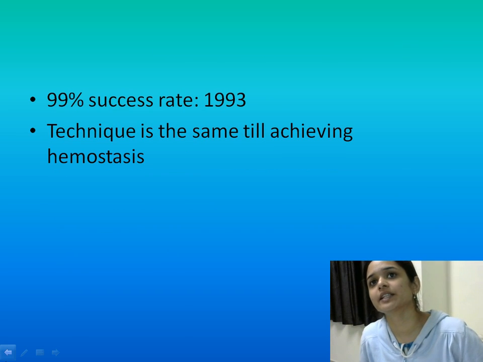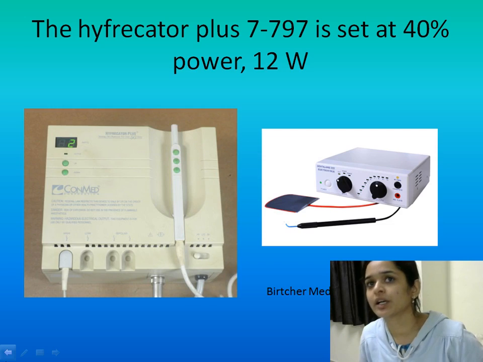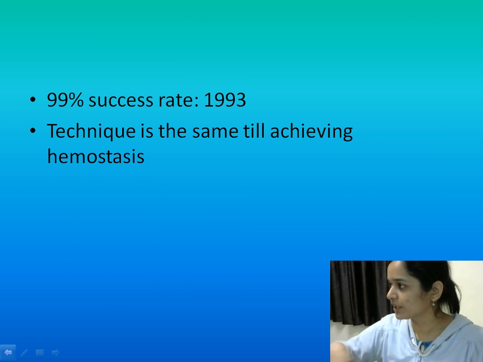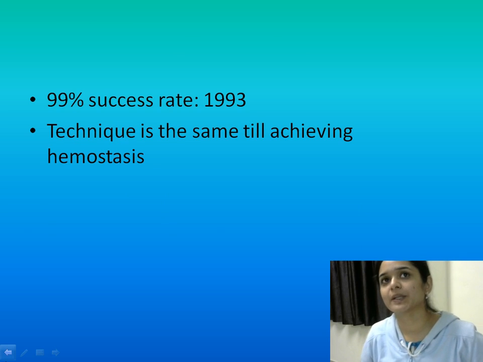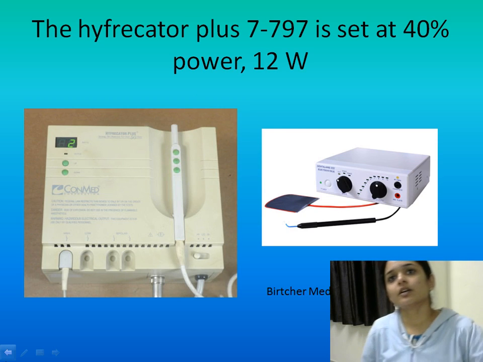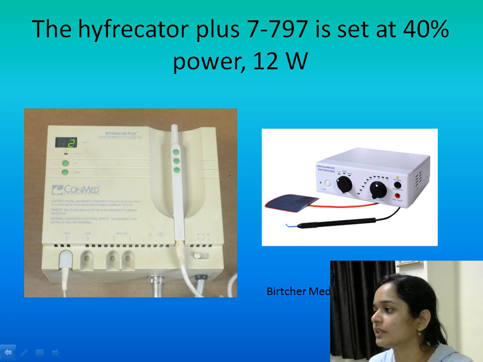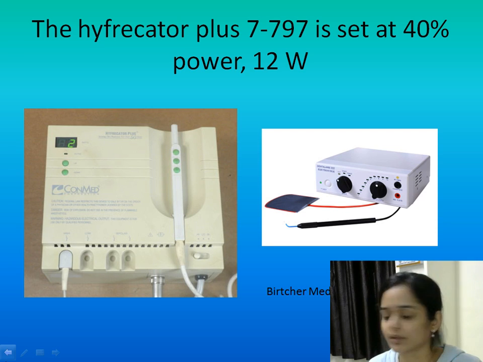99% success rate. The technique is the same till achieving hemostasis. Now till hemostasis, the technique is same: caries removal, de-roofing, moist cotton pellet, everything. This is the electrocautery unit. Hyfricator is the name. Hyfricator plus 797, 40% power, 12 watts. Just read once, so if any MCQ comes, you remember what the setting was.